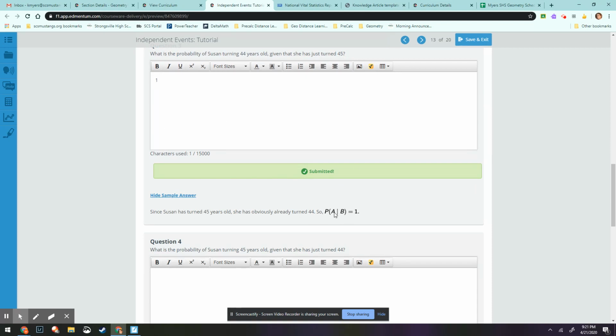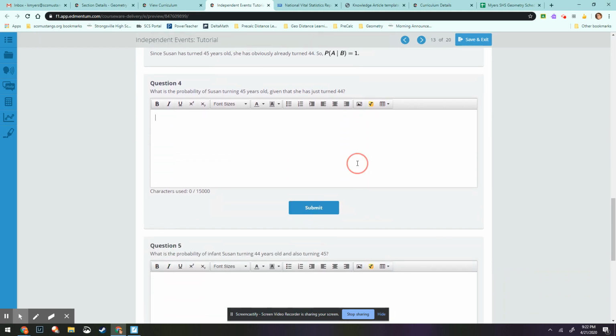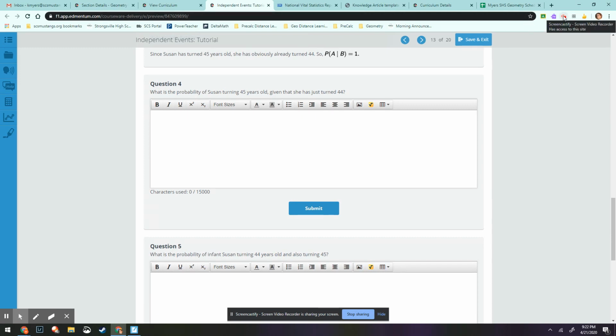Now notice that for the probability of A given B, we don't multiply the individual probabilities. That's because they're dependent. You cannot turn 45 unless you have already turned 44. Now the other way, what is the probability of Susan turning 45 years old given that she has just turned 44? These are again dependent events.